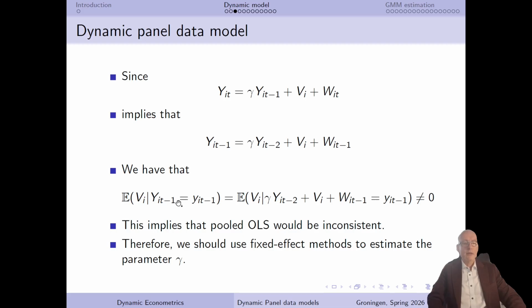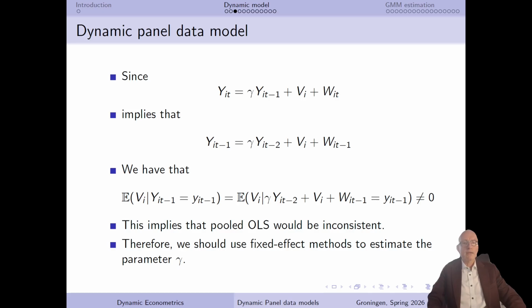What does this mean? Well, this immediately means that pooled ordinary least squares would be inconsistent. Running a regression of y_it simply on y_i,t-1, and then this is going to be our error term, well, this will always go wrong. And the reason behind that is because of the fact that then our error term, which includes of course v_i, is going to be correlated to this y_i,t-1. So that isn't possible. So that implies that what we need to do is that we actually need to have fixed effects methods in order to estimate this parameter gamma that we have over here.